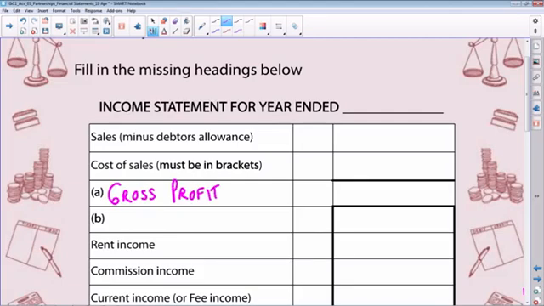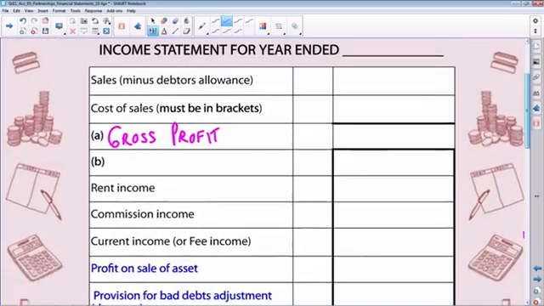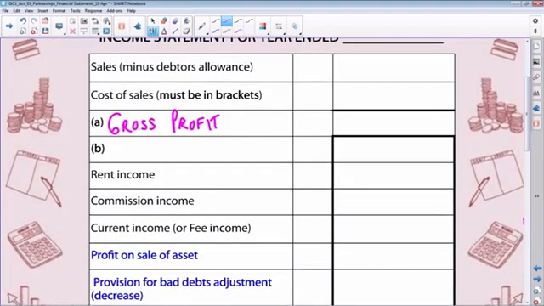Right, next part of the income statement. After calculating gross profit, we then look at our other income. So for example, in this case, rent income, commission income, current income. Sometimes they call current income fee income. This year you came across two new income items, profit on sale of asset and provision for bad debts adjustment. So remember, this income is often put into a block. So the correct answer for B after adding your other income will be, absolutely correct, other operating income. I hope you got this right.